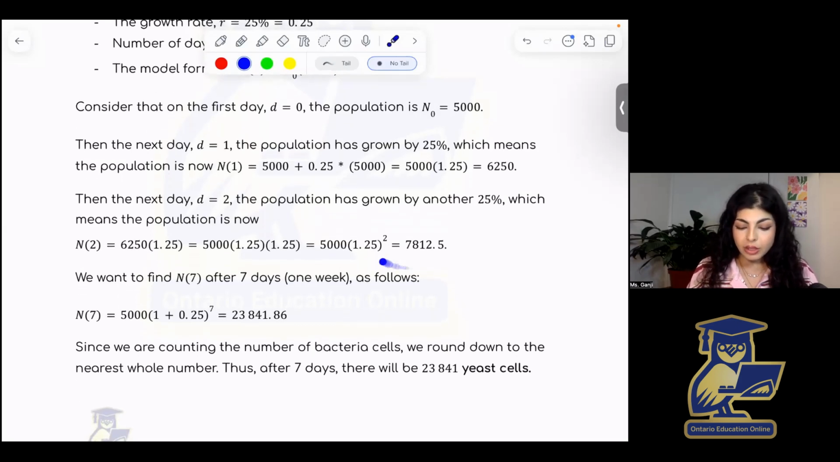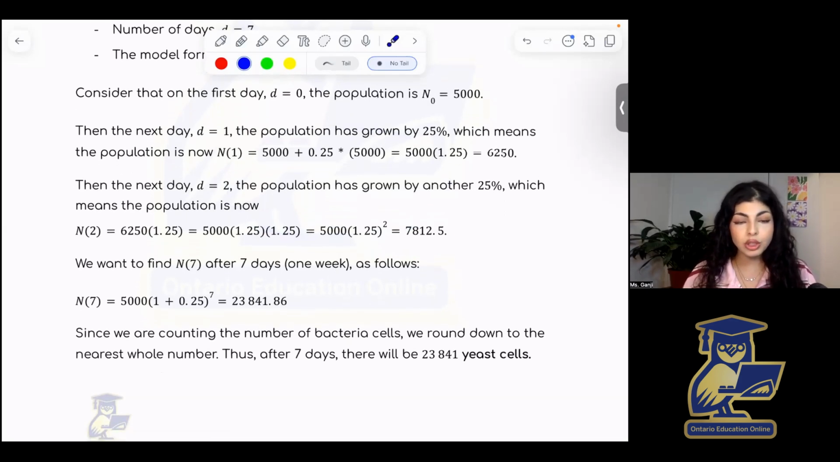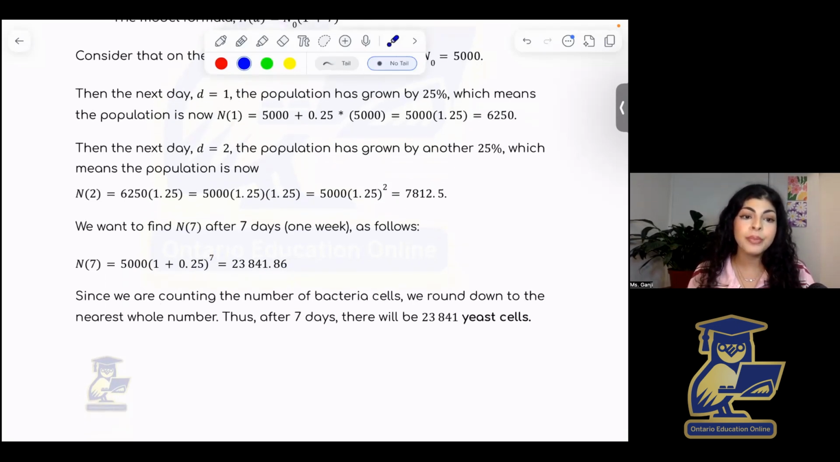So based on what we just saw here, now we want to calculate after 7 days. So now I will just use my formula. So N of 7 is going to be 5,000 times 1 plus 0.25 to the power of 7. And so if I calculate this, this is 23,841.86. But again, because we are rounding down, then after 7 days, there will be 23,841 yeast cells. And that would be it for this question.